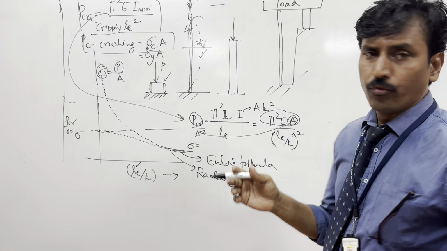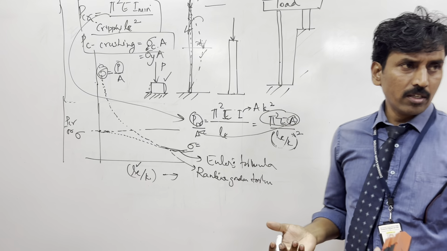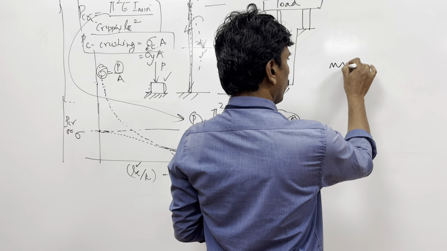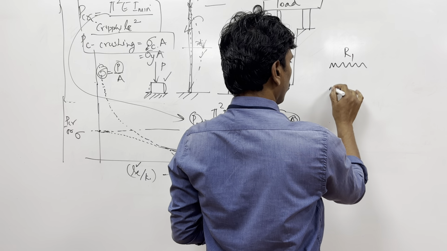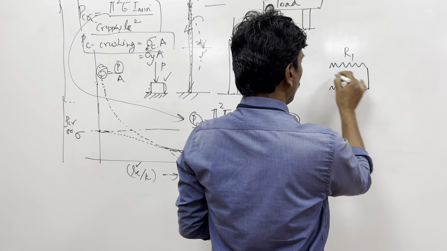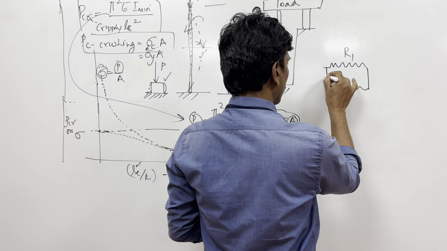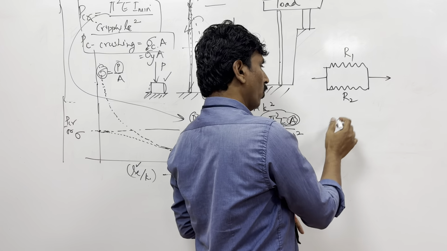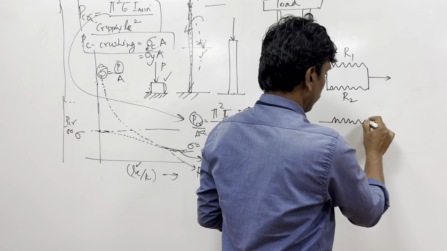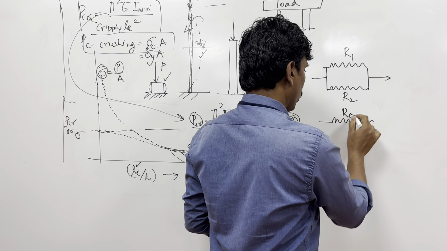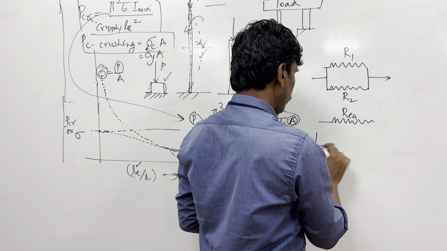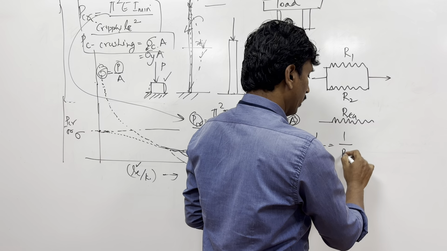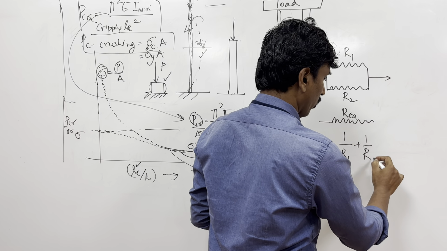I want to go back to your PU physics classes. Suppose you have two resistances, R1 and R2. What is the equivalent resistance? R equivalent is equal to 1 by. So you can write this like this now.